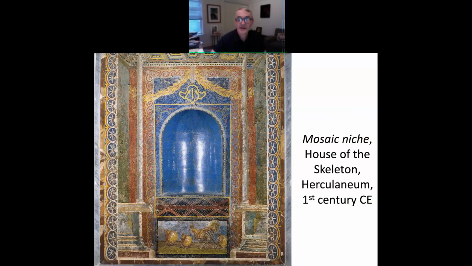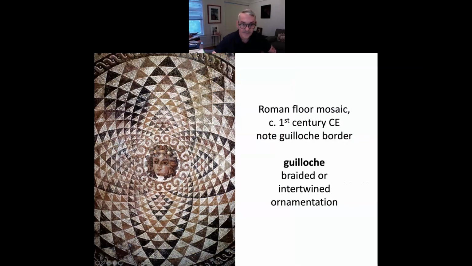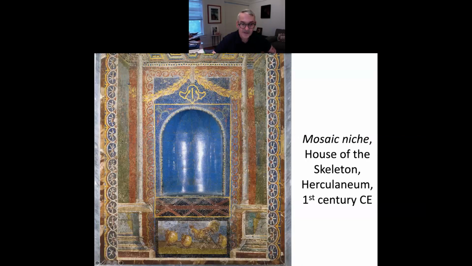And this is a mosaic niche in the House of the Skeleton in Herculaneum, which, as I mentioned, was also destroyed by the eruption of Vesuvius in 79 CE. You can also see an attempt to create depth and what really looks like perspective in the mosaic with the angles, like the pedestal. This pedestal angles down, and this one angles a little bit upward.